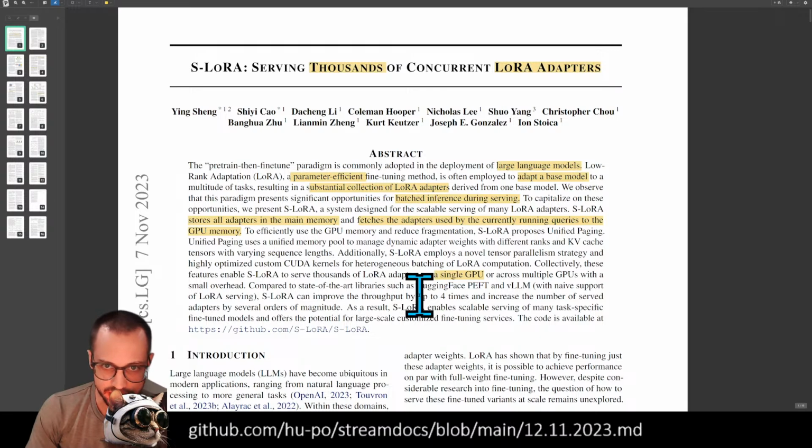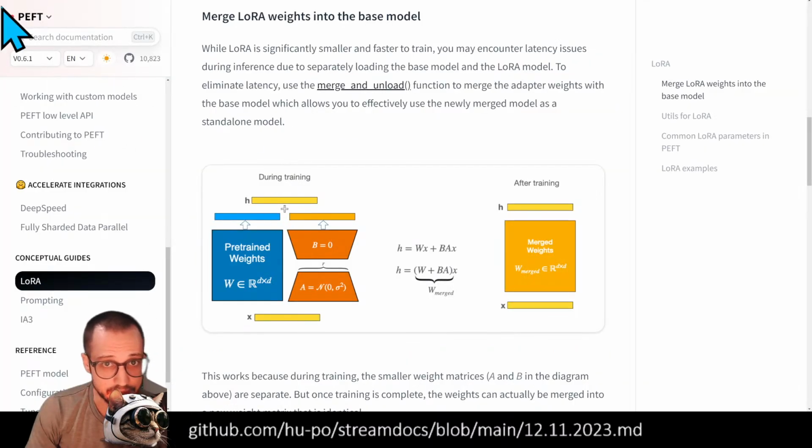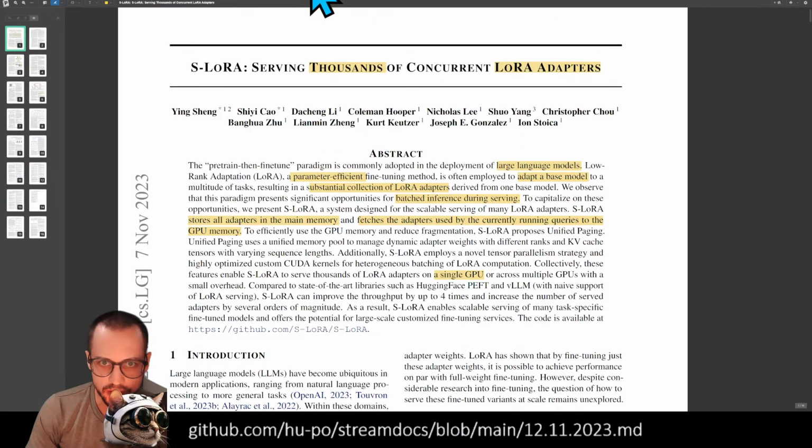Compared to state-of-the-art libraries such as Hugging Face PEFT, which I think is literally this one, and it might be the most popular one, and then vLLM, which is a different one, S-LoRA can improve the throughput by up to 4 times and increase the number of served adapters by several orders of magnitude. As a result, S-LoRA enables scalable serving of many task-specific fine-tuned models and offers the potential for large customized fine-tuning services.